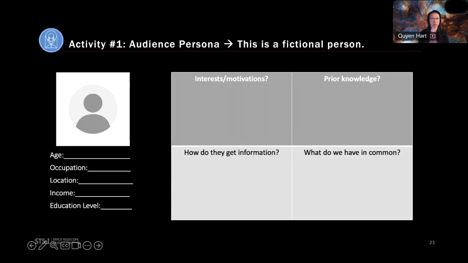Now, what you're going to be putting together is roughly something like this. So the audience persona, you can think about some of the details of that person, kind of like their background. And then you want to talk about what interests them, what motivates them, what kind of prior knowledge they have, how do they get their information, and then what do you guys have in common, you and the person in the audience.